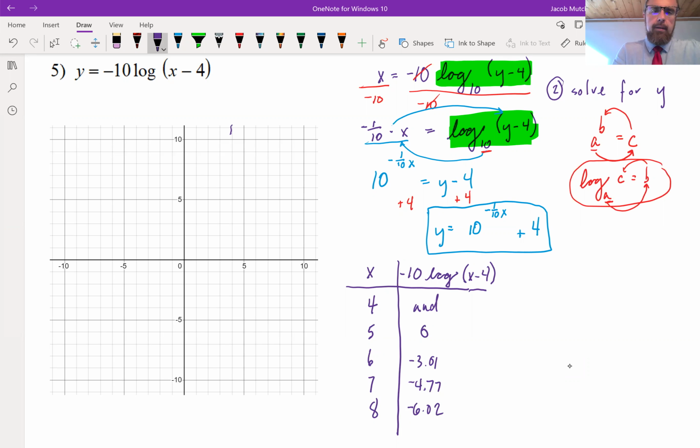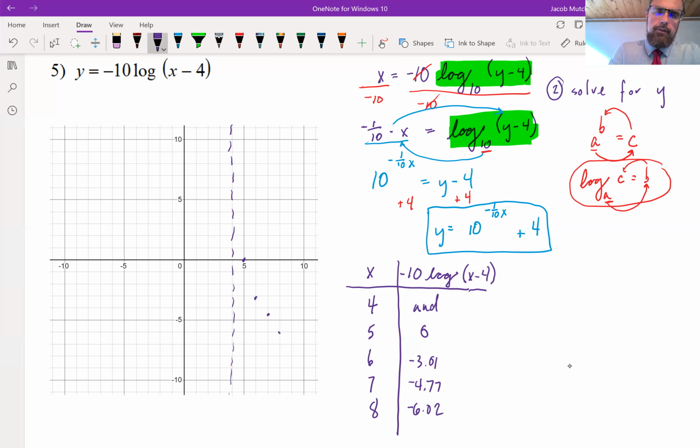So I'll start by placing the vertical asymptote at 4. And then at 5, I've got a point at 0. 6 is at negative 3.01, so just a little under negative 3. 7 is negative 4.77. And 8 is negative 6.02.